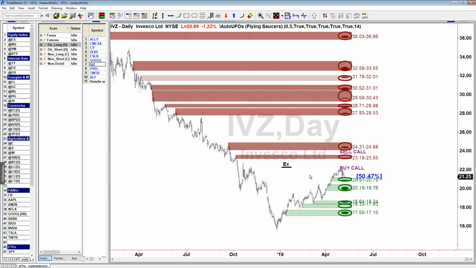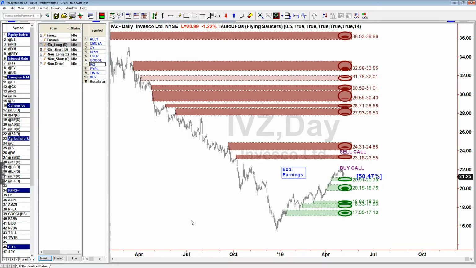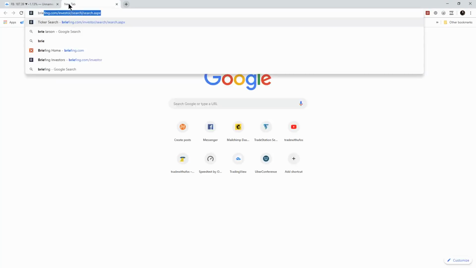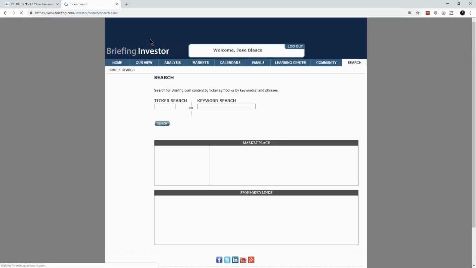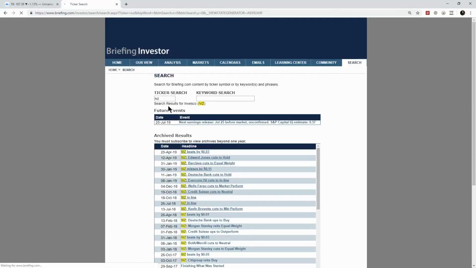So I need to look at the expiration date that we're gonna use, but also I need to double check the earnings, because that's one of the rules for us when deciding on the expiration date to be used. So I'm just gonna leave this on the screen, go back to my web browser, open a new window and type briefing.com, and in this window I am just going to be inputting the symbol of IVZ Invesco. So let's take a look at what happens.